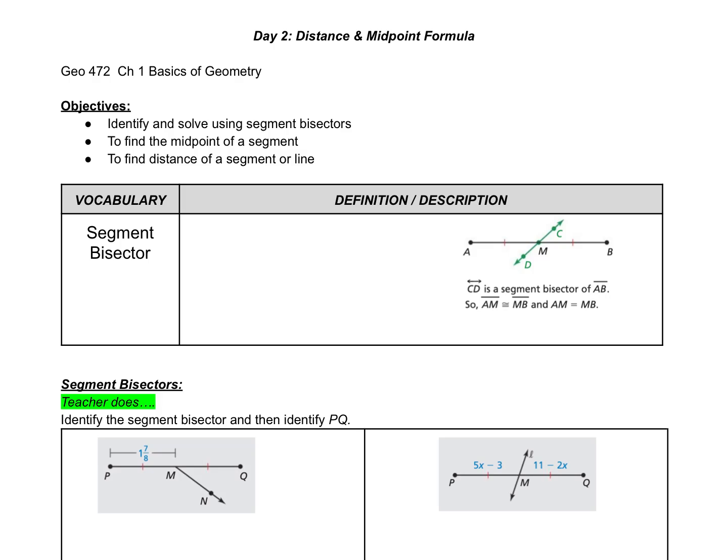Two main things that we're going to talk about today are two different formulas, the distance formula and the midpoint formula. Like I told us, these notes are a lot less notation and more numbers. First thing is some vocabulary, and it is a segment bisector.